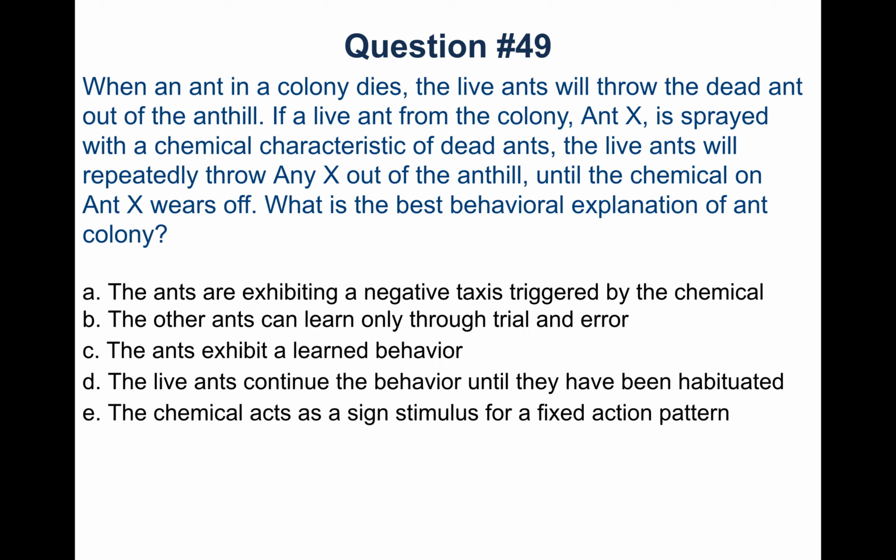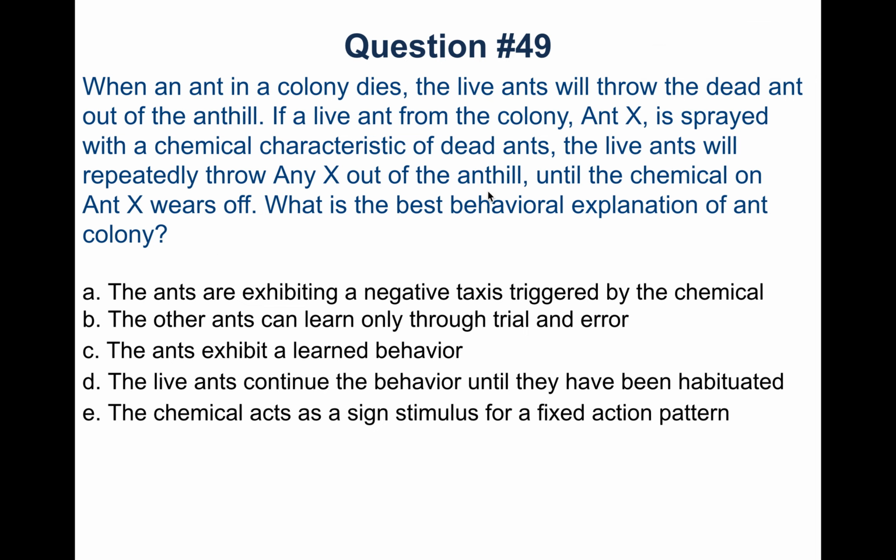All right, when an ant in a colony dies, the live ants will throw the dead ant out of the anthill. If a live ant from the colony, ant X, is sprayed with a chemical characteristic of dead ants, the live ants will repeatedly throw ant X, not any X, ant X, out of the anthill until the chemical on ant X wears off. What is the best behavioral explanation of this ant colony?